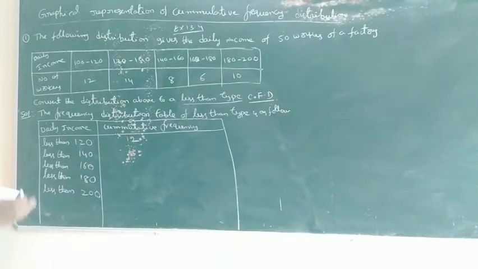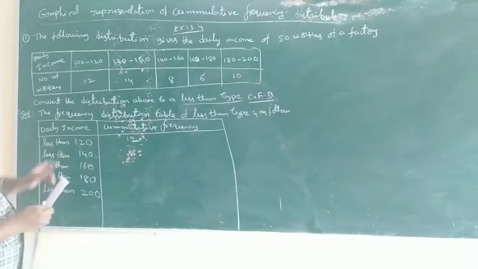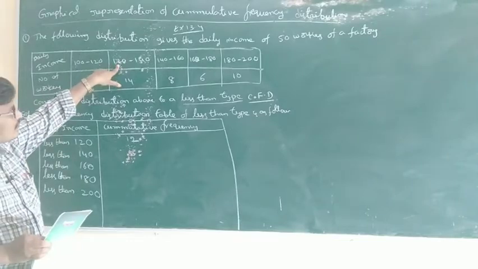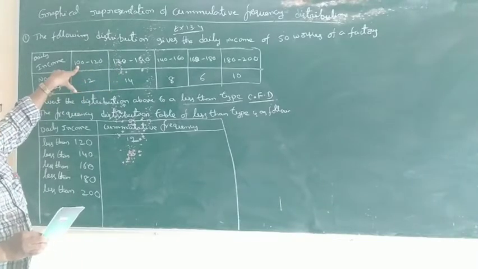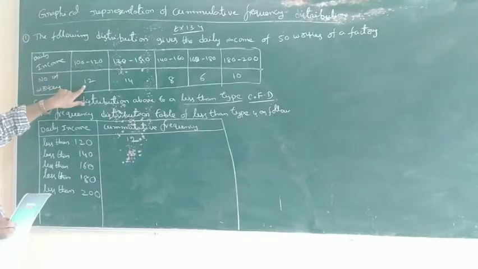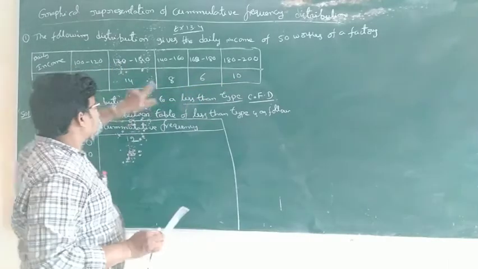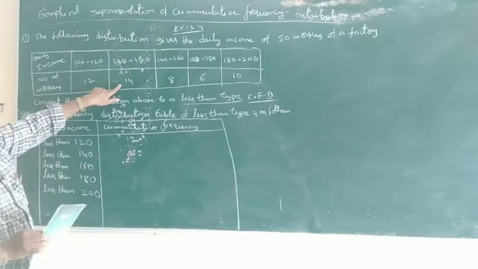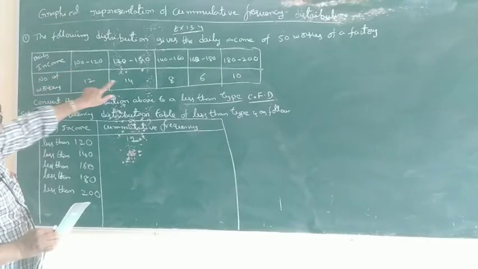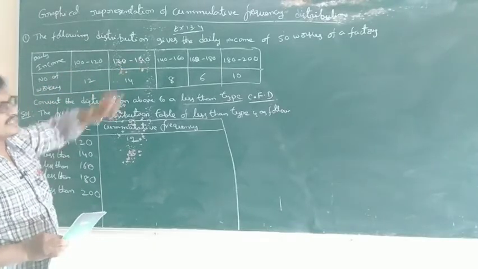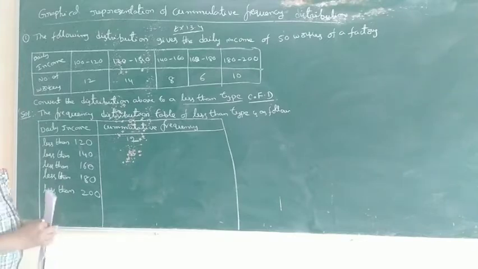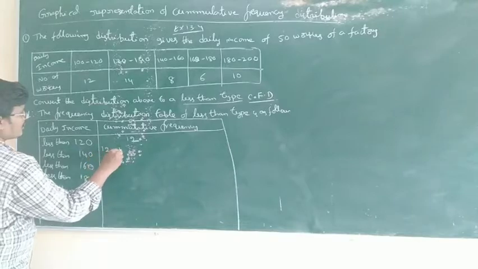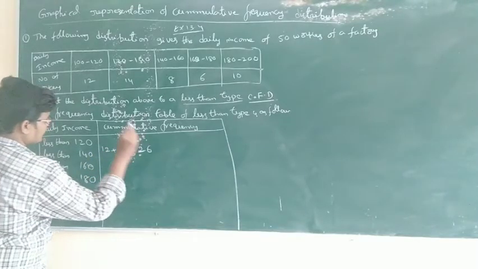Next, less than 140. Less than 140 includes 120 to 140 and 100 to 120 also. These two classes are less than 140. So less than 140 means 12 plus 14, equal to 26.